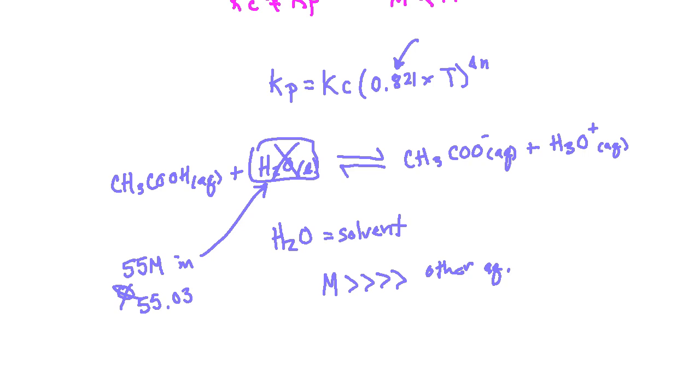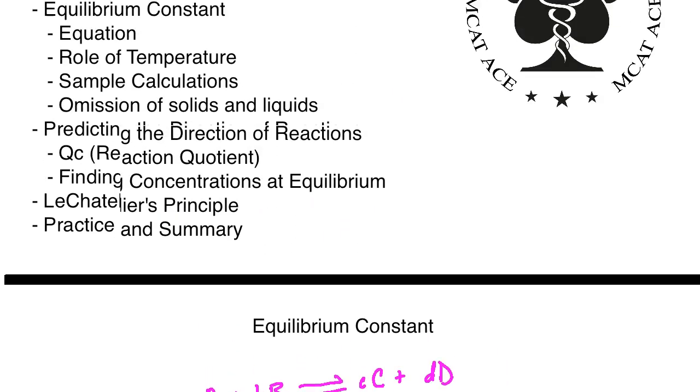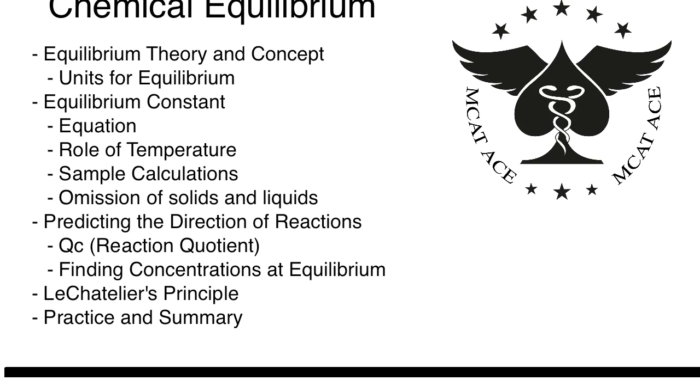All right, so that is the equilibrium constant with a couple examples that we've looked at here. We've talked about the equation. We've discussed the role of temperature. Temperature is the only thing that can change the actual value of Kc. And we looked at some sample calculations. Now, what we're going to want to do is actually look at values with these sample calculations. And we also just discussed why we omit solids and liquids.